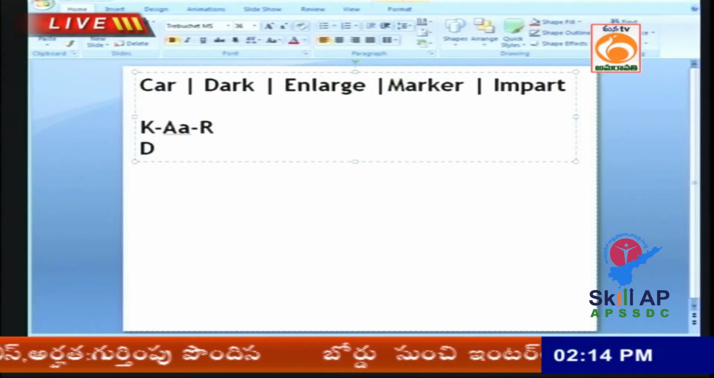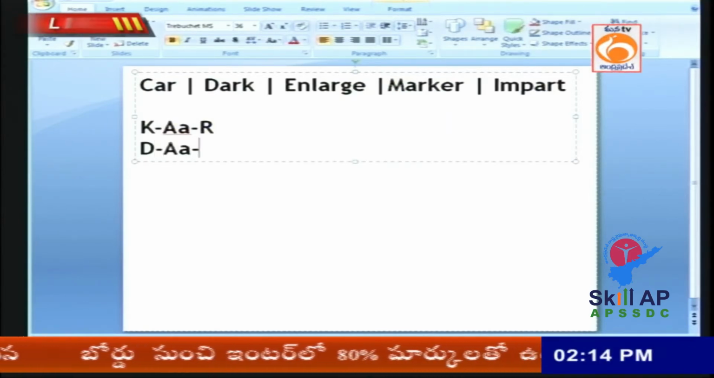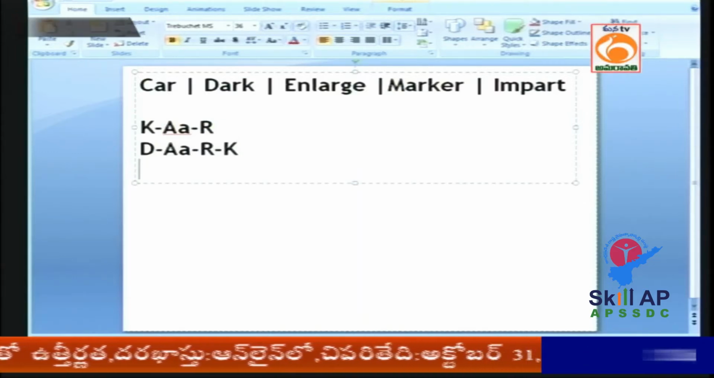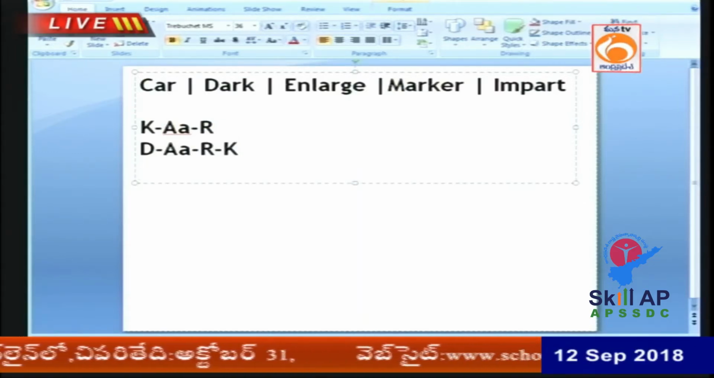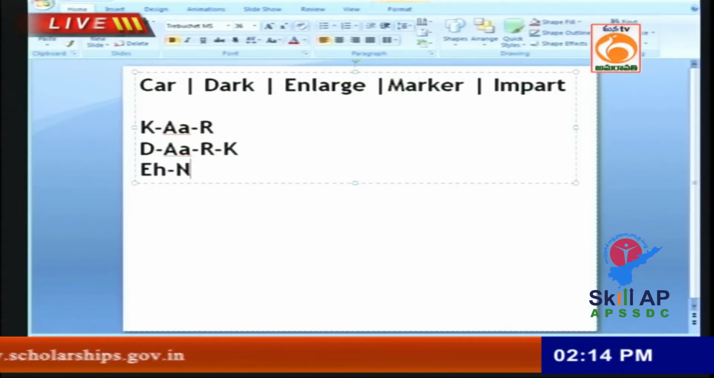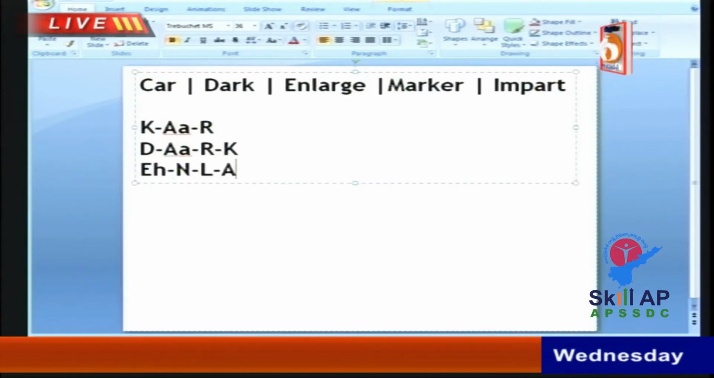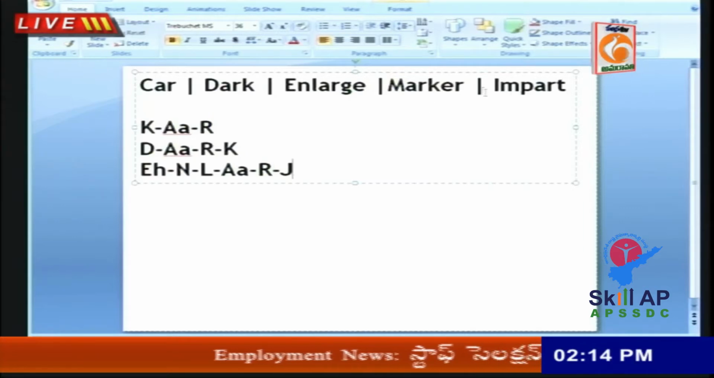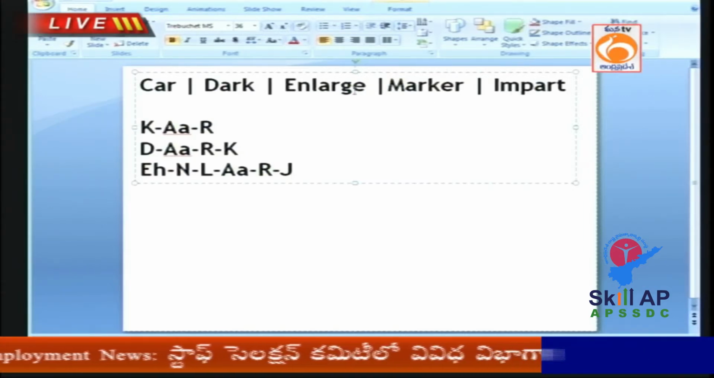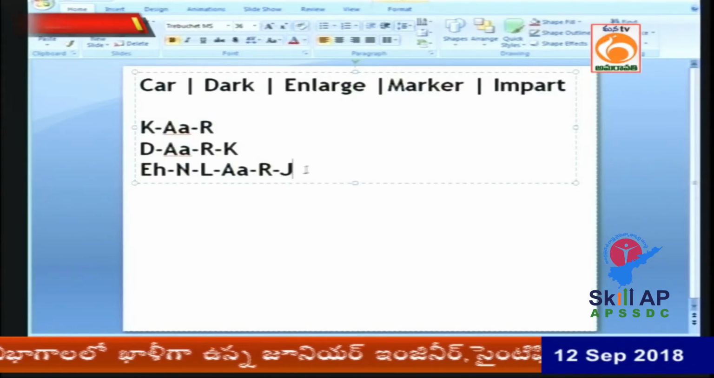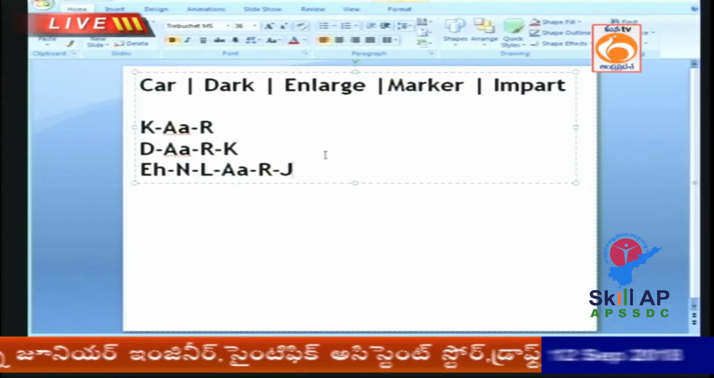Dark, d, a, r, k, dark. Enlarge. Now enlarge starts with a short vowel sound. E, n, l, a, r, j. This is where you tend to make a mistake, because you see the letter G and you will end up using a g sound, but no, this is a j sound. We don't say enlarge with a hard g, we say enlarge.